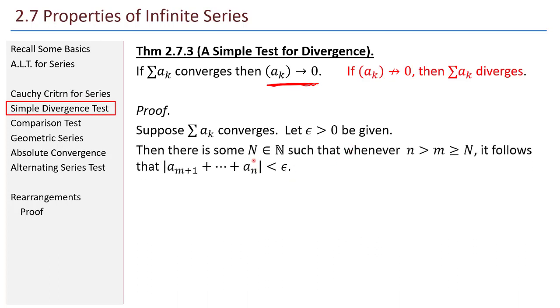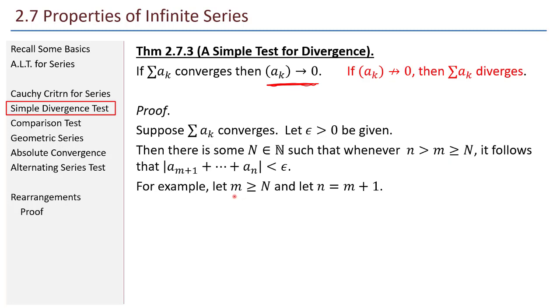There is some big N, so that whenever little m and n are greater than or equal to that big N, it follows that this summation in absolute value is less than epsilon. That's exactly our Cauchy version of saying how a series converges. All right. Well, then what do I do with that? That statement is true for any n and m greater than or equal to the big N.